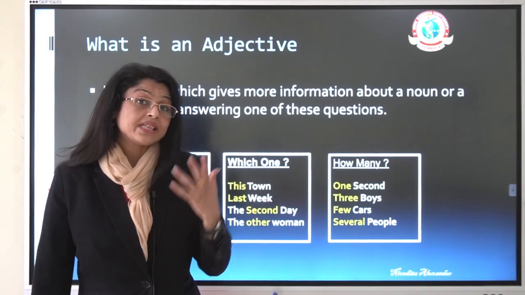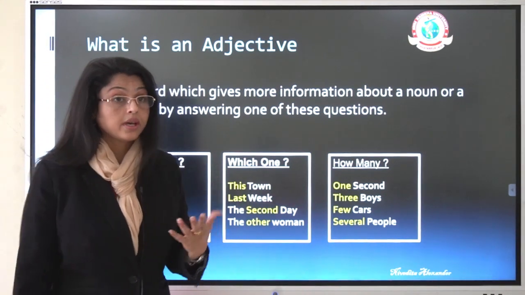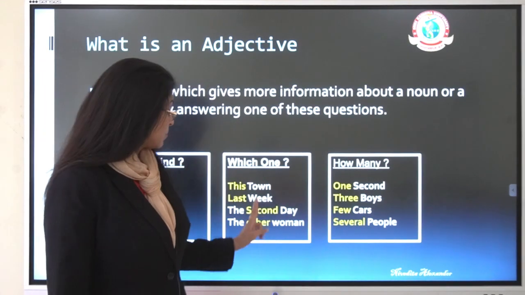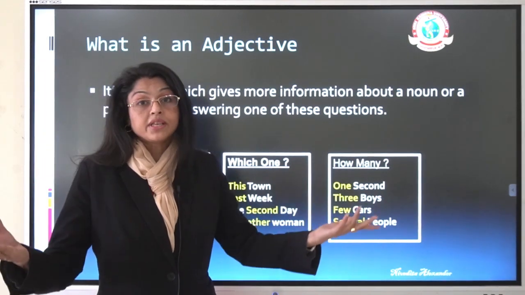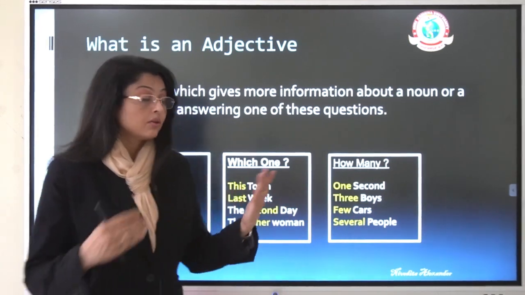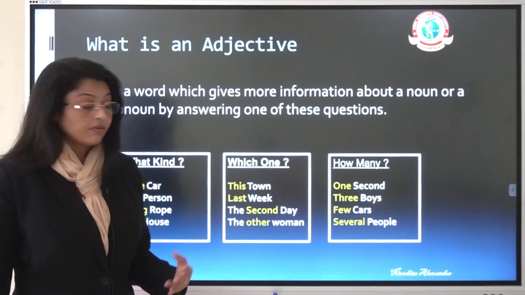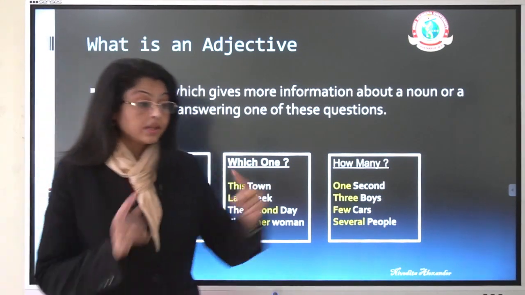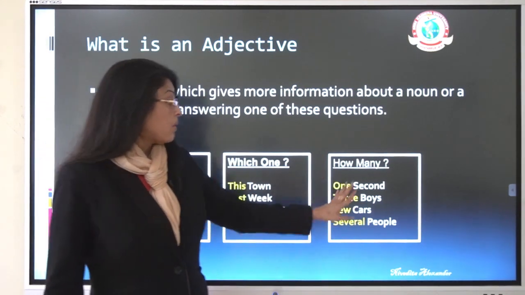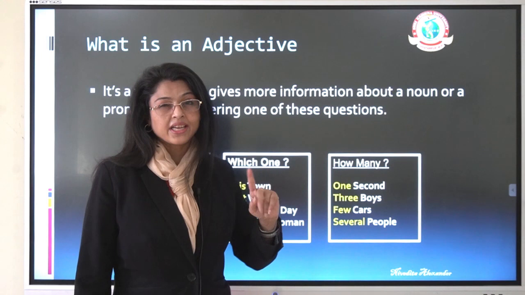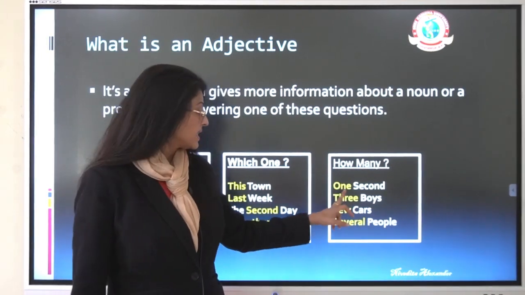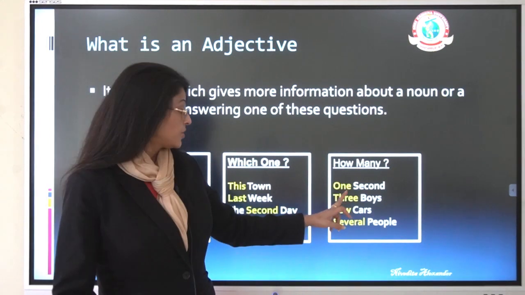Now this could also be a demonstrative, the position, where it is located. So, the second day of the week. There are 7 days, and you have to point out one specific day, the second day of the week. So the word second is an adjective. The other woman, not this woman but the other woman. So this word other is again an adjective. Now how many? One second, two seconds, three seconds. So this one word will be an adjective.